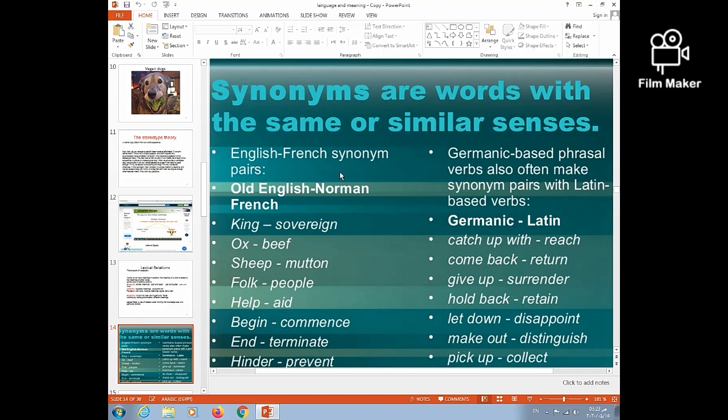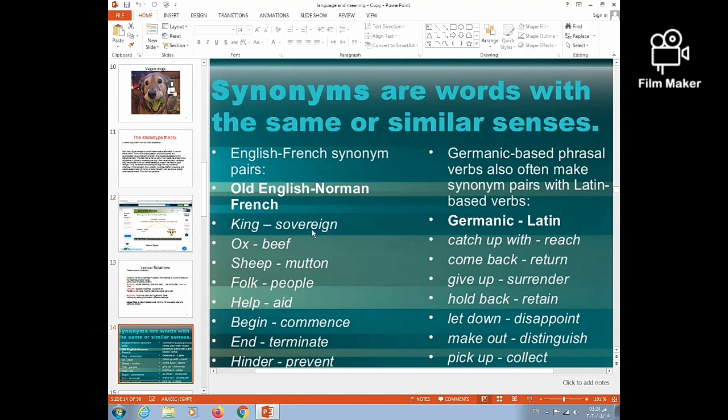We find that, for example, English and French synonyms. We have king and sovereign. King is Old English, pure English. And sovereign is a borrowed word from Norman French. So when the Normans came to England and invaded it, French became the main language, the language of politics, of the elites, of the court and so on, and we find that many words replaced the English words.